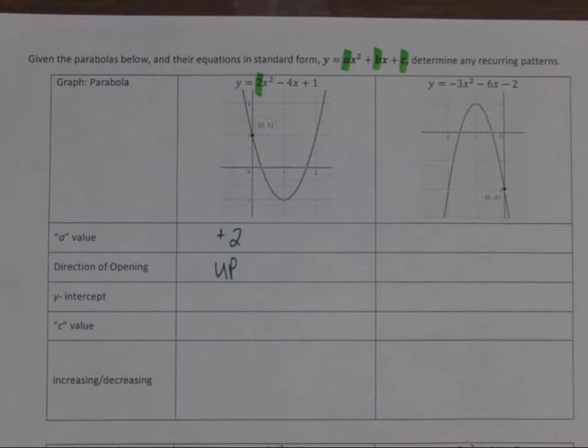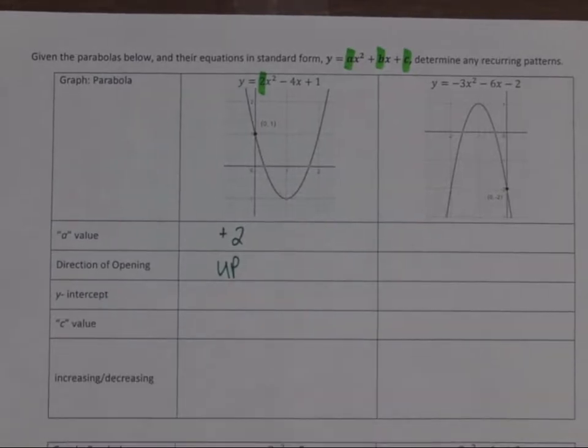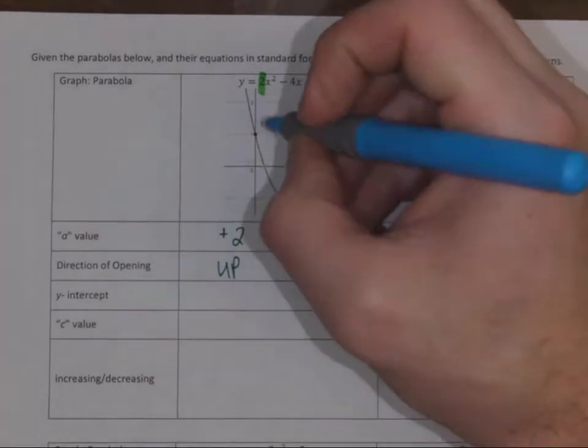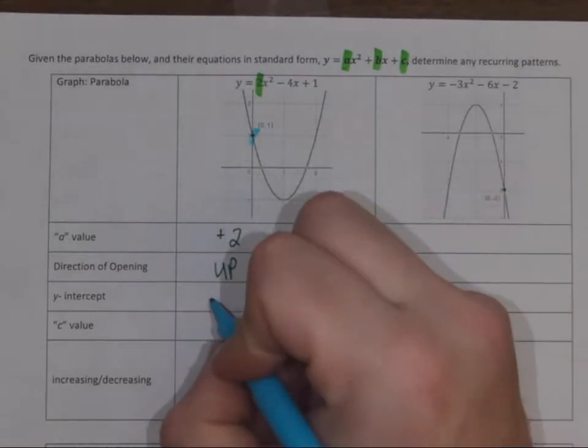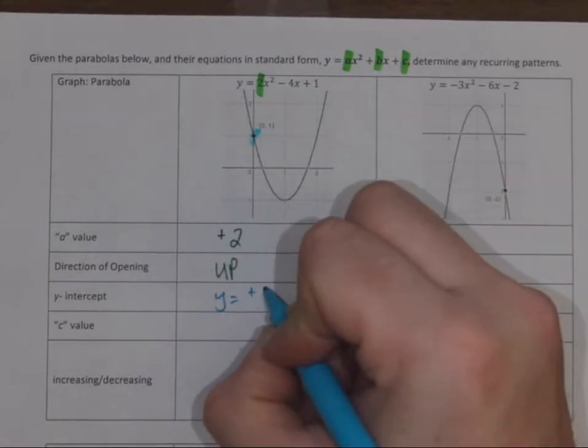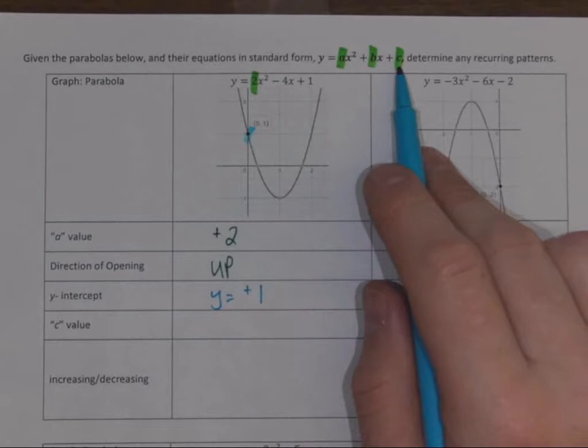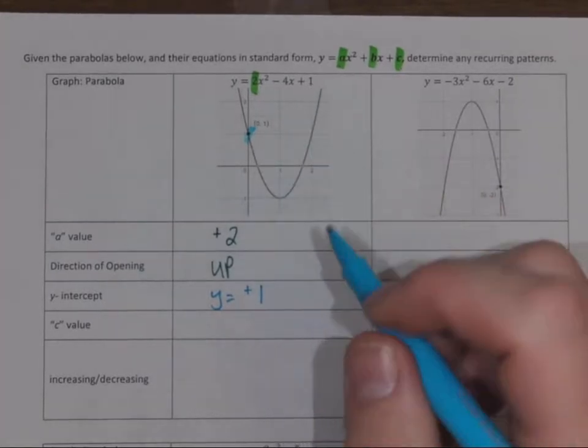Interesting. We look at the y-intercept, which is given to us, and the y-intercept is 1. What's the c value in the equation? 1.